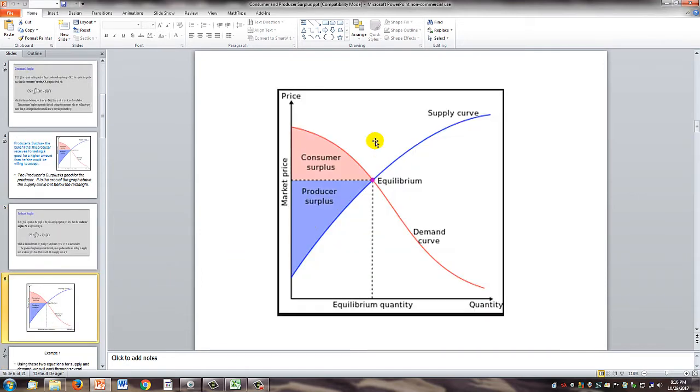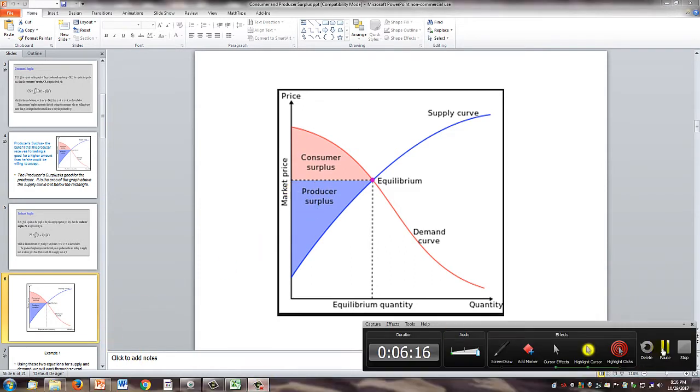So this picture is very helpful to me to visualize. Consumer surplus is above producer surplus. It's below the demand curve, above the rectangle. Producer surplus is above the supply curve, but below the rectangle. So we'll look at some examples now in Excel.